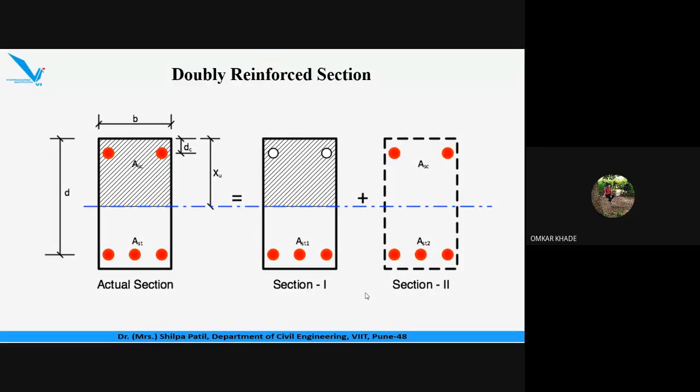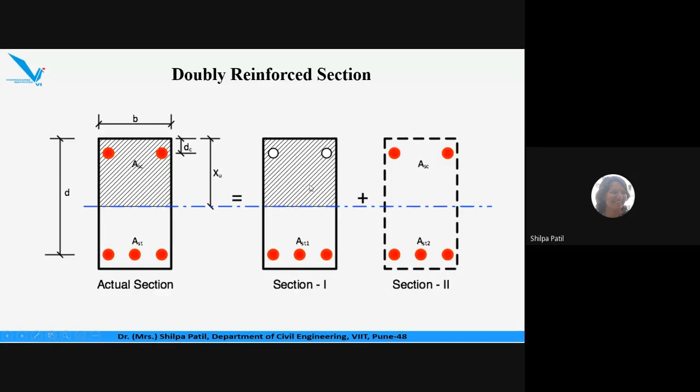Whatever the force will be of the concrete, we will take as equal to AST1 and the remaining we will give to AST2. For the sake of simplicity of calculations, we are considering that the entire doubly reinforced section is made of two sections. One is a singly reinforced section, but actually in this singly reinforced section, at this portion there is no material, it is completely hollow.